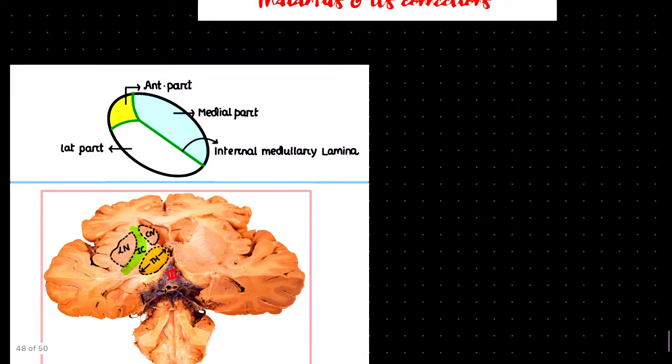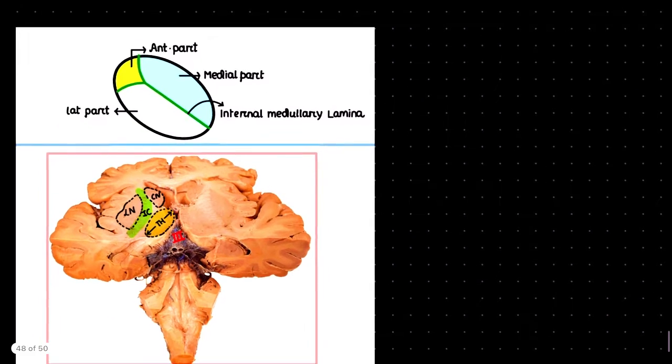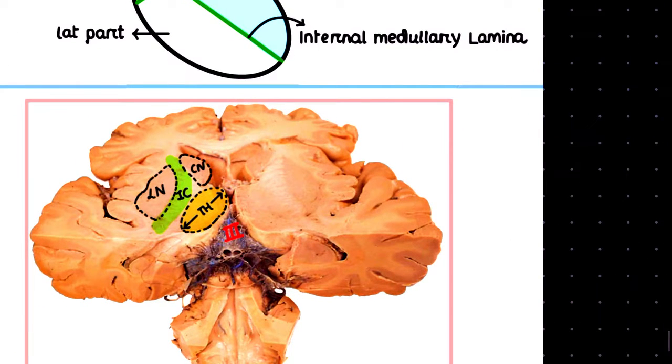Now we'll get into its nuclei after looking at the position of the thalamus. If you remember, this is our corpus callosum. Here you can see the lateral ventricles, and on this side we'll find the caudate nucleus, and here we'll find the thalamus. Just lateral to them we'll find the internal capsule, and then lateral to that we'll find the lentiform nucleus. So the position of the thalamus is right here.